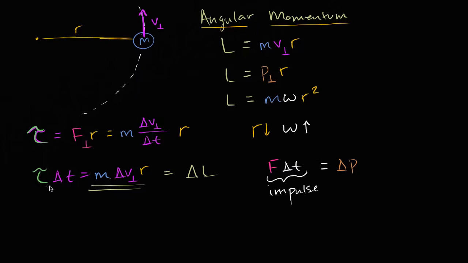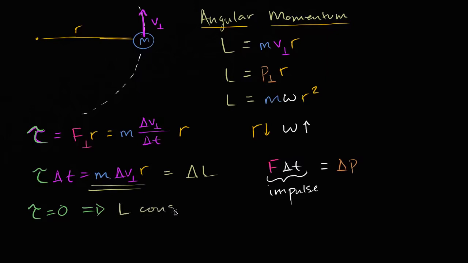But you have the same analogy here. The analog for force in the rotational world is torque. It's force times that radial distance. But if you take torque times how long you're applying that torque, that's going to be your change in angular momentum. So if you're not applying any torque, if your torque is equal to zero, well, that means that your delta L is zero, your angular momentum is not changing, or you could say your angular momentum is constant.